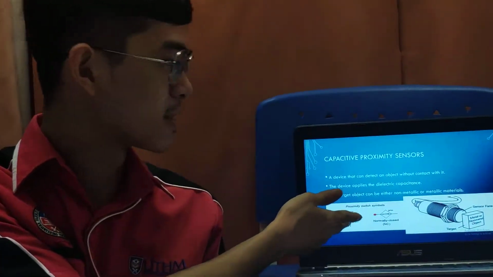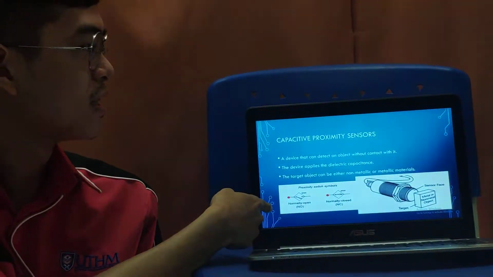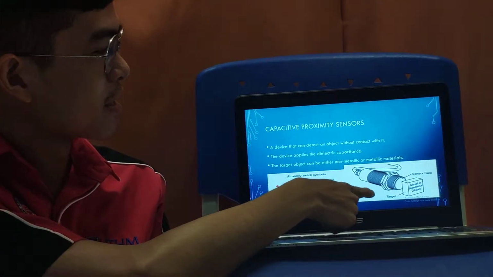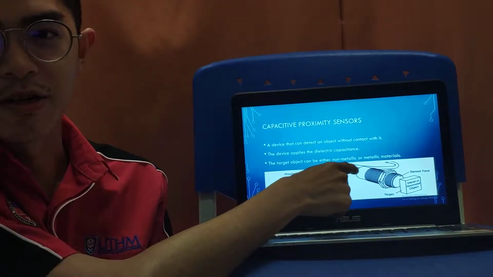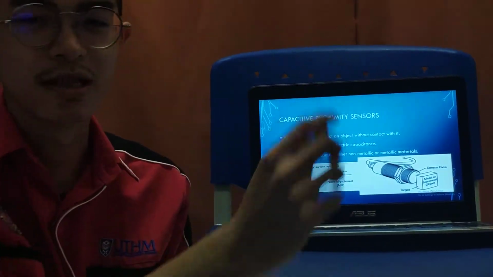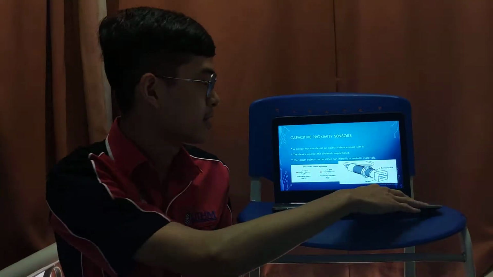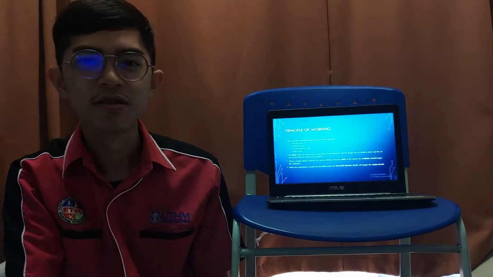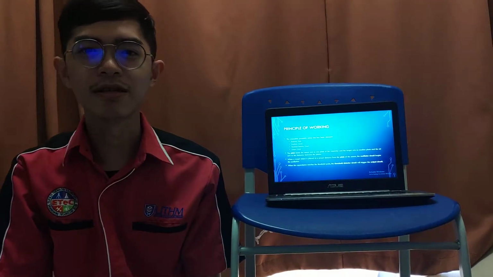So this is the symbol of proximity sensors. And then this is a picture of an example of a capacitive proximity sensor. So next, the principle of working of the capacitive sensor.